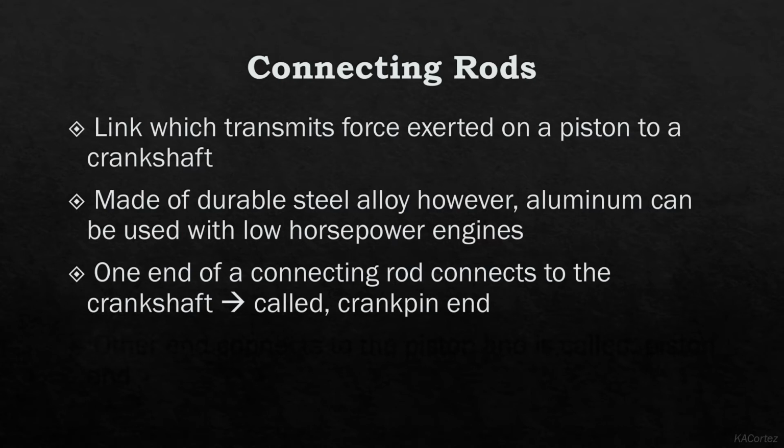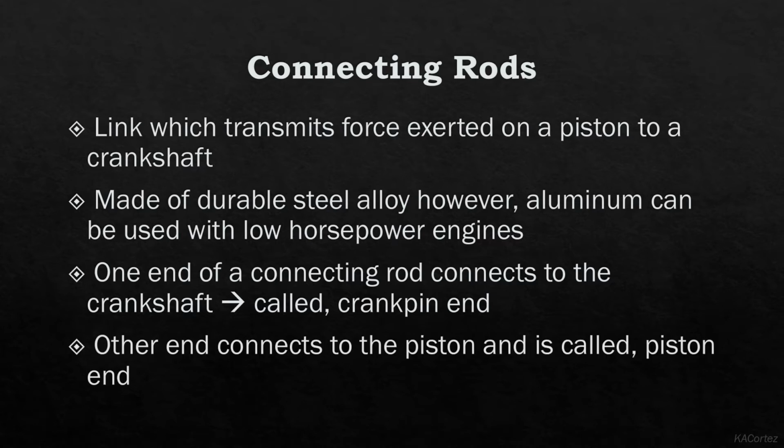One end of a connecting rod is connected to the crankshaft, which is also called the crankpin end, while the other end connects to the piston, which is called the piston end.